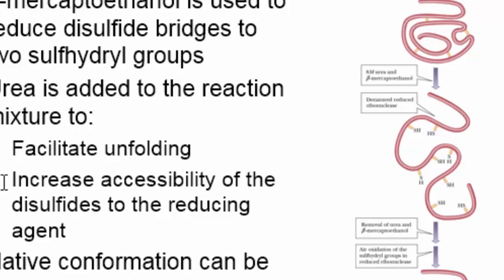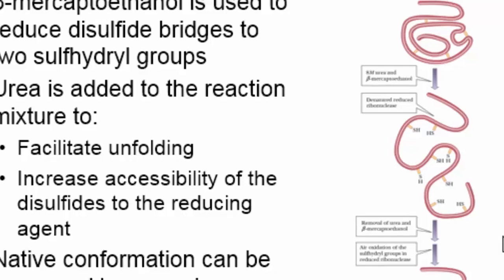Urea is added to the reaction to facilitate unfolding and to increase accessibility of the disulfides to the reducing agent. And then the native conformation can be recovered by removing mercaptoethanol and urea, and this is called refolding. We conclude that some types of denaturation can be reversed, while others are permanent.